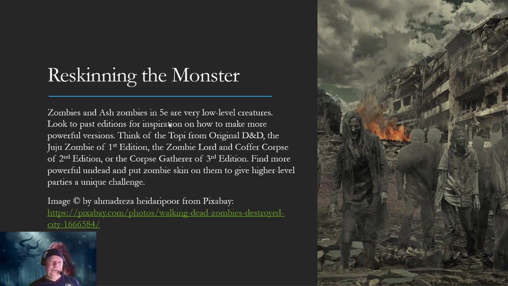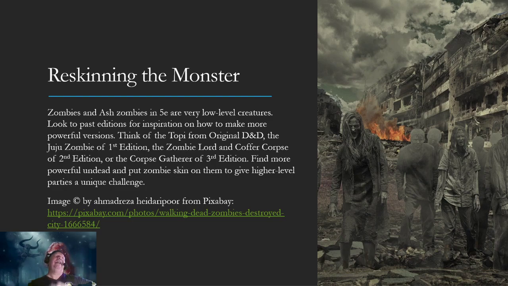Okay, reskinning the monster. Zombies in 5e, and we're just talking about the garden variety, are very low level creatures. So, this is what I say: go and look back at the previous editions and get some inspiration. Get some ideas for what you could do to make these things more powerful. Thinking back to the Topi from original D&D, the Juju Zombie of first edition, Zombie Lord and Coffer Corpse of second, or that entire graveyard monstrosity of the Corpse Gatherer in third edition, you can find some really powerful undead, and you can put zombie skin on them to give higher level parties a unique challenge.